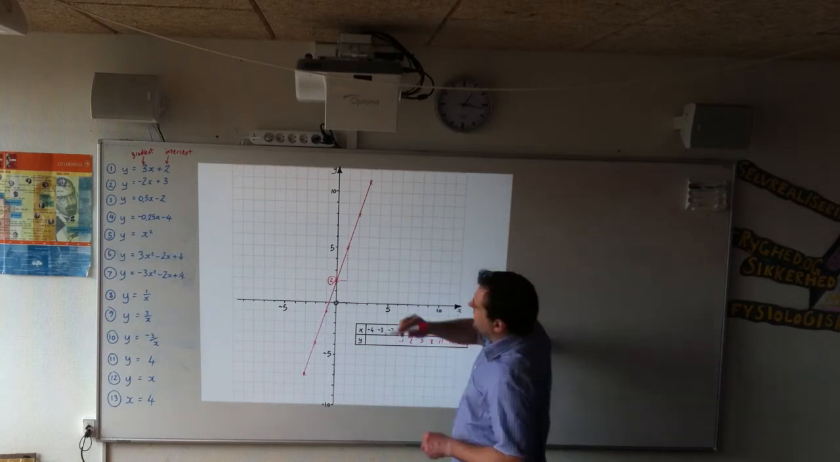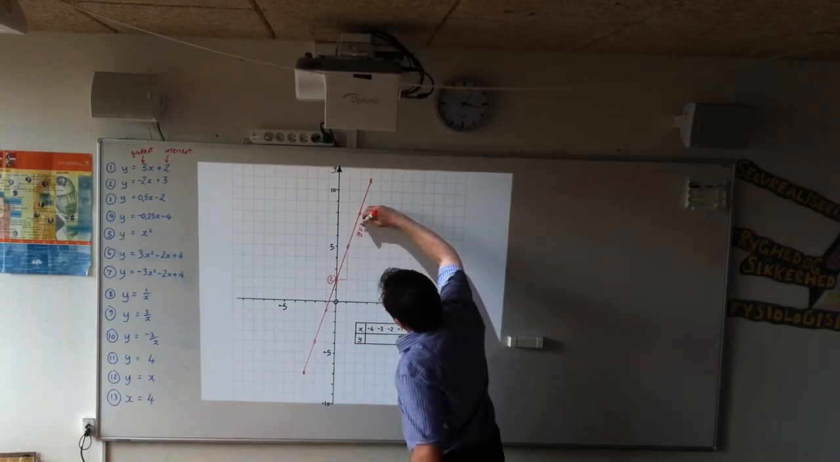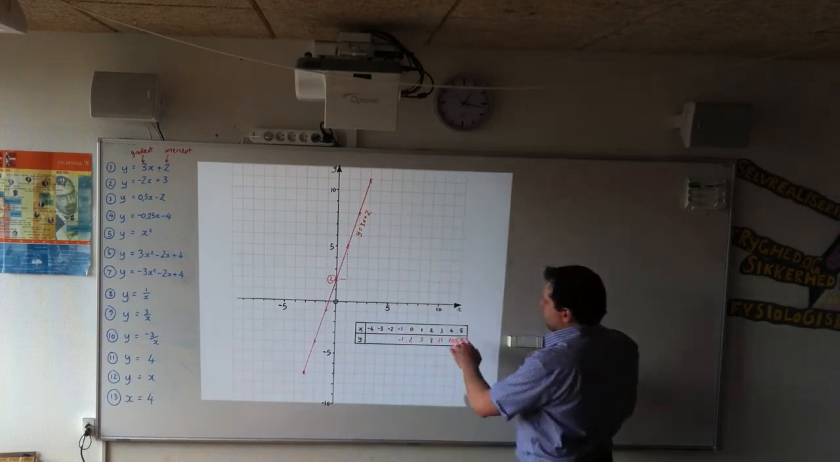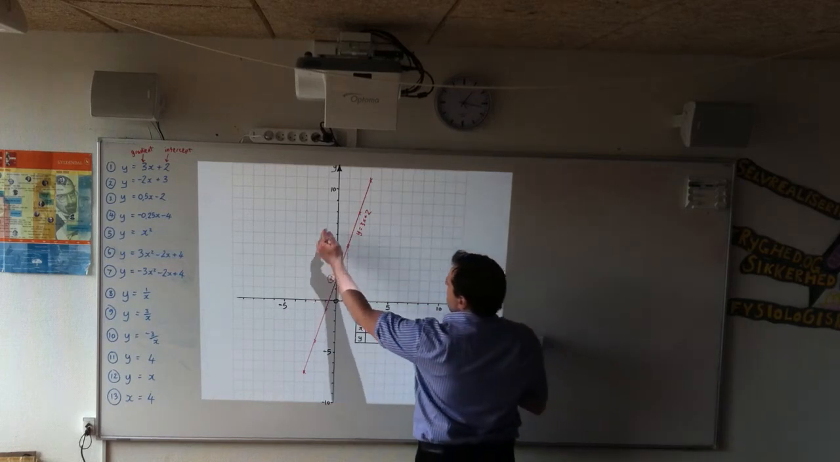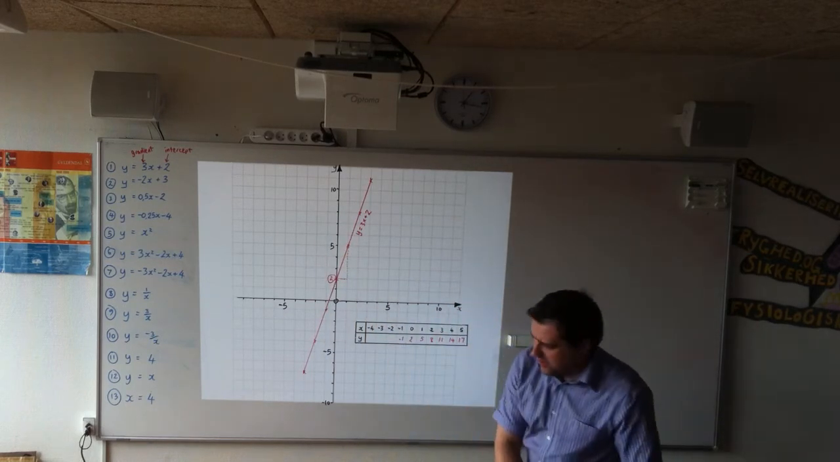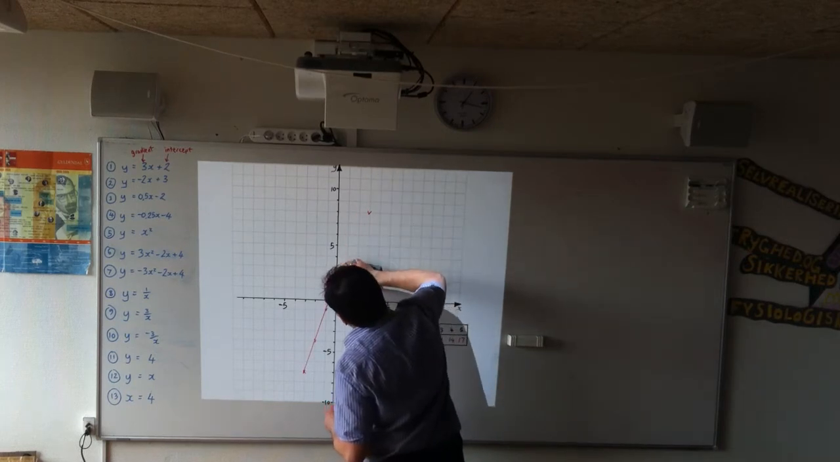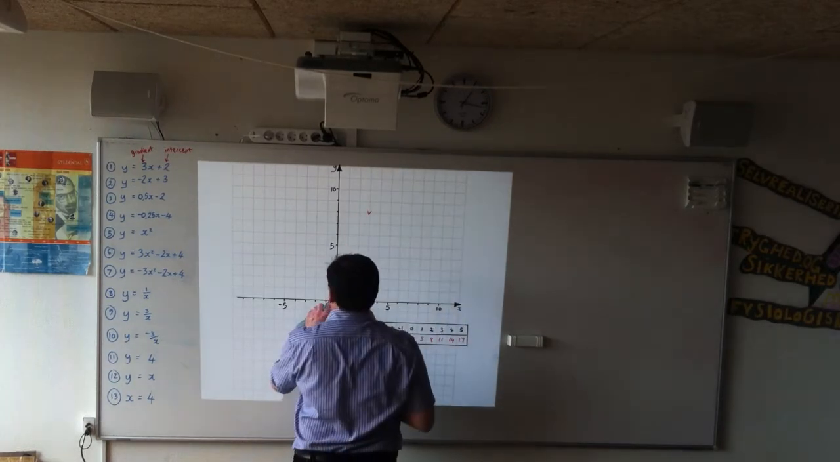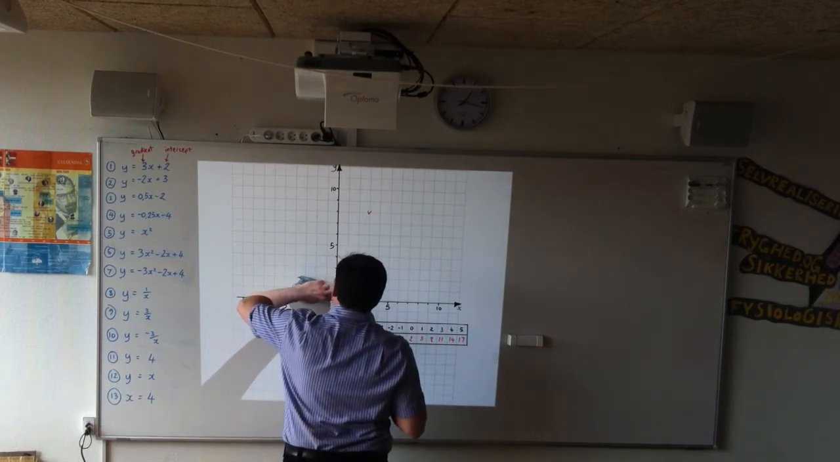A good graph, by the way, is labelled with its equation. So y equals 3x plus 2. It's labelled with the axes, x and y, and some kind of scale on it as well, telling you how big all the numbers are. Okay, so we'll rub that one out and we'll try and go on to the next one.